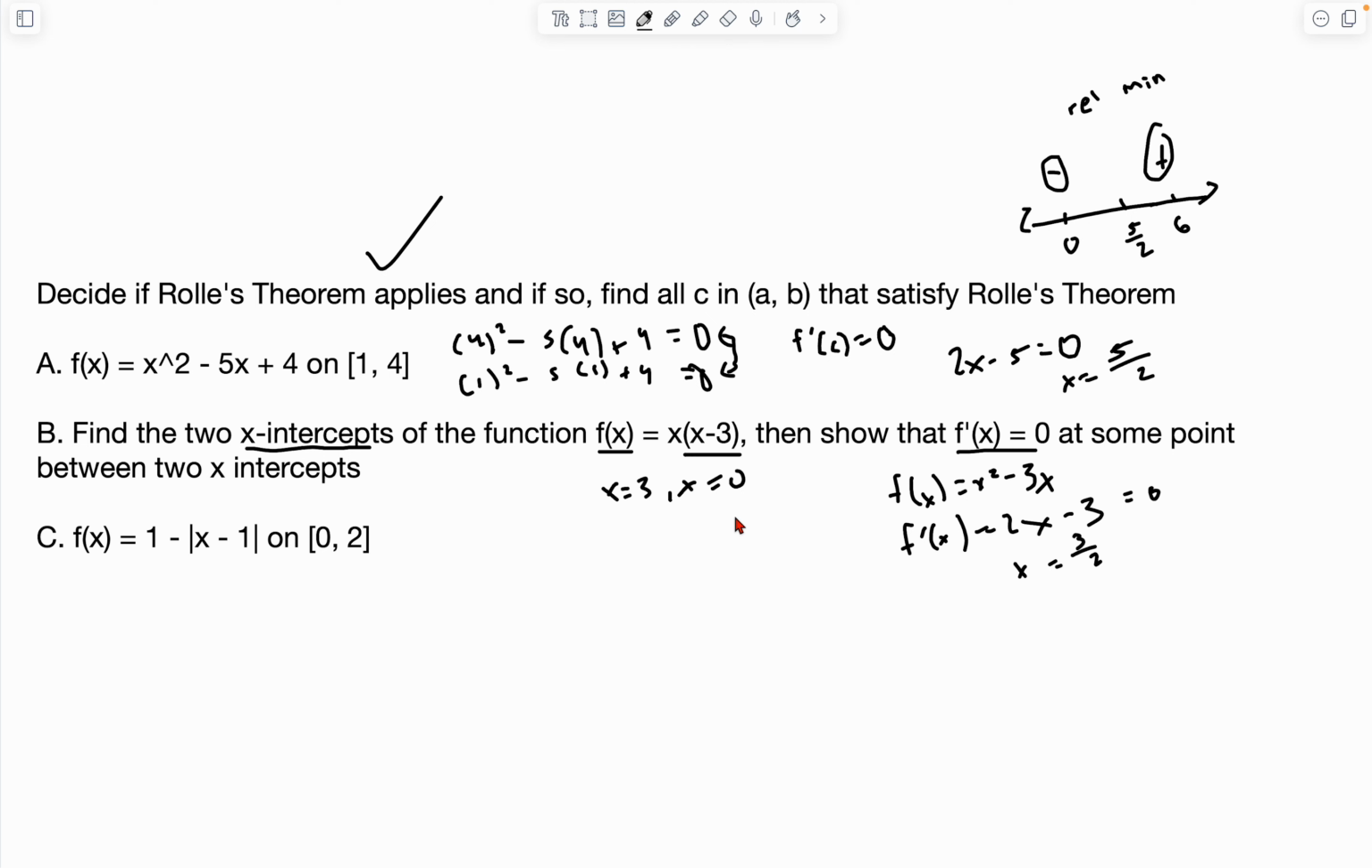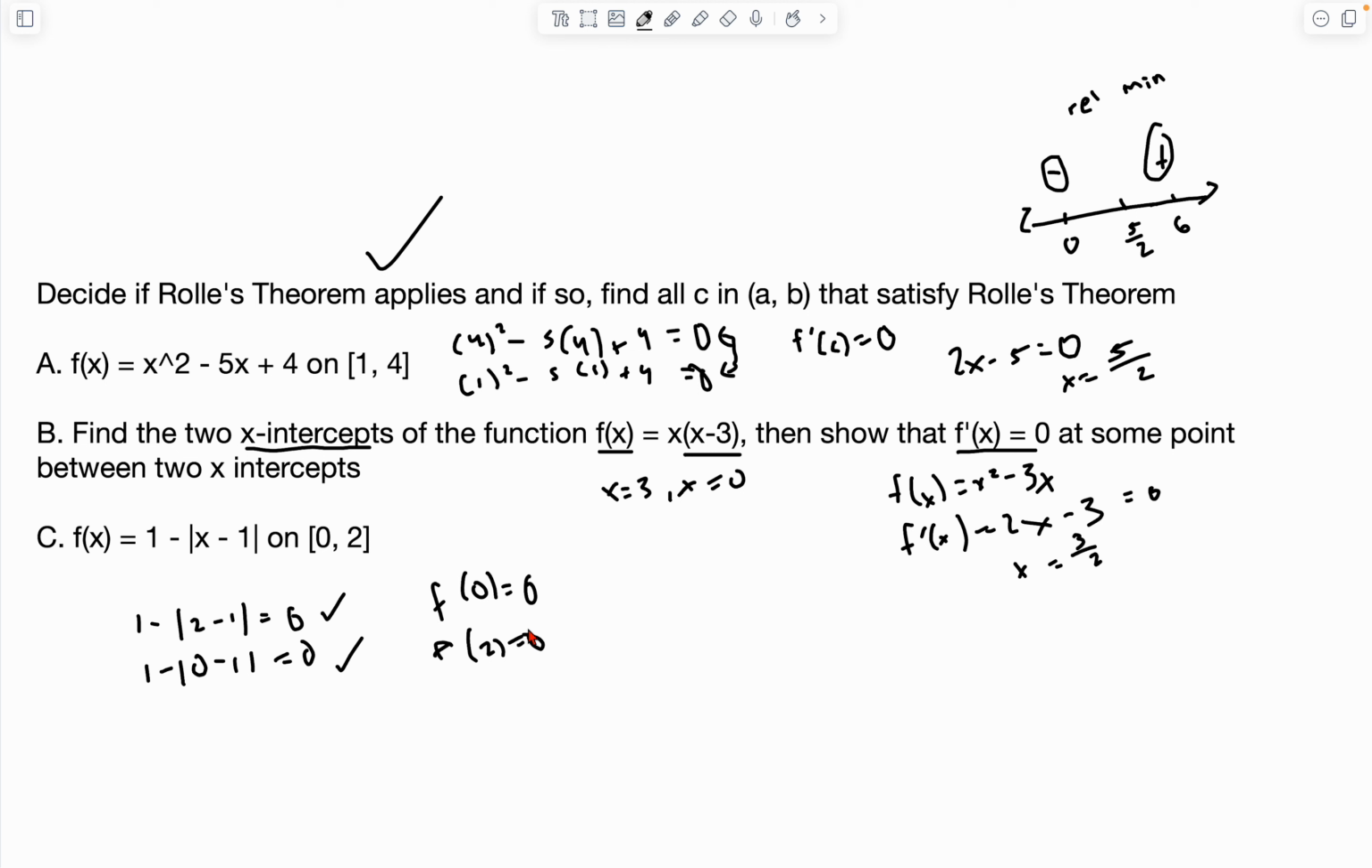Okay, finally. This might be a bit tricky for some people, but it's literally the same thing we've done before. So basically, do Rolle's theorem. Let's plug in our endpoints. Plug in 2, we get 1 minus the absolute value of 2 minus 1, which is 1 minus 1, which is 0. Plug in 0: 1 minus the absolute value of 0 minus 1, negative 1 becomes 1, 1 minus 1 is 0. Oh, look at that, 0 equals 0. Okay, so now we know f(0) equals 0 and f(2) equals 0.